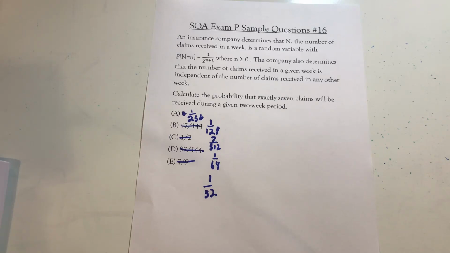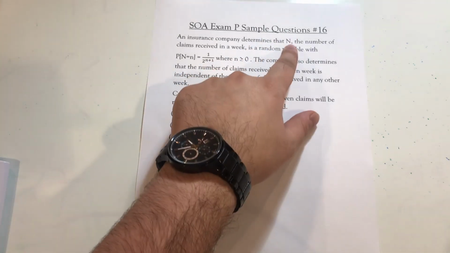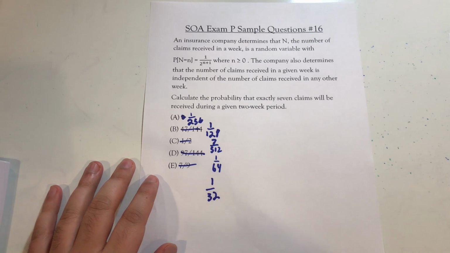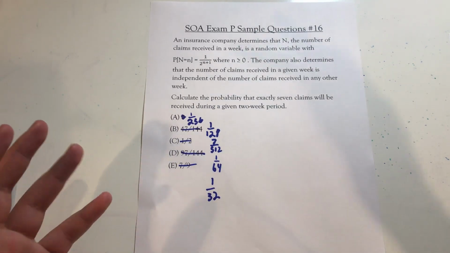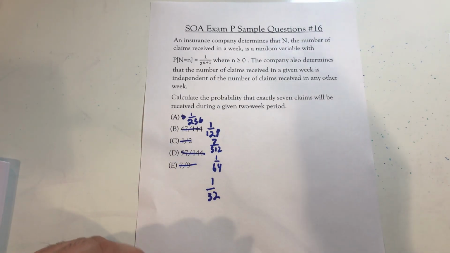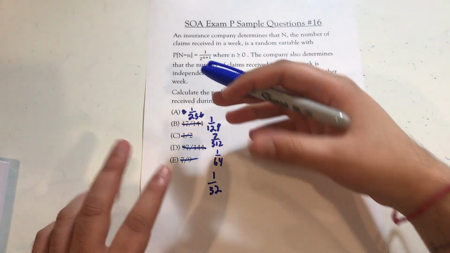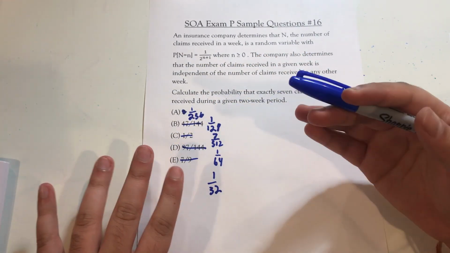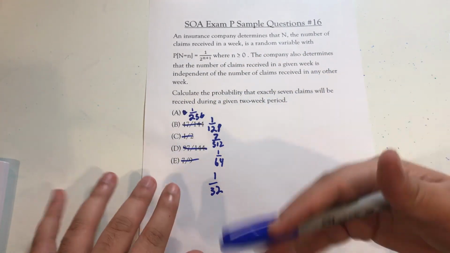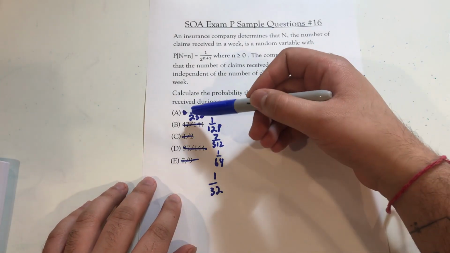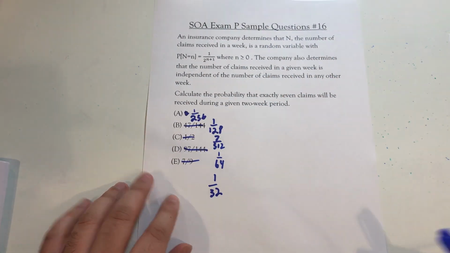All right, so in this video, we're going to go over sample question 16 from the Society of Actuaries Exam P list of sample questions. Just letting you know, the answer choices were printed out incorrectly. They accidentally printed a different question's answer choices, so I've just written them to the side here rather than reprinting the whole thing.